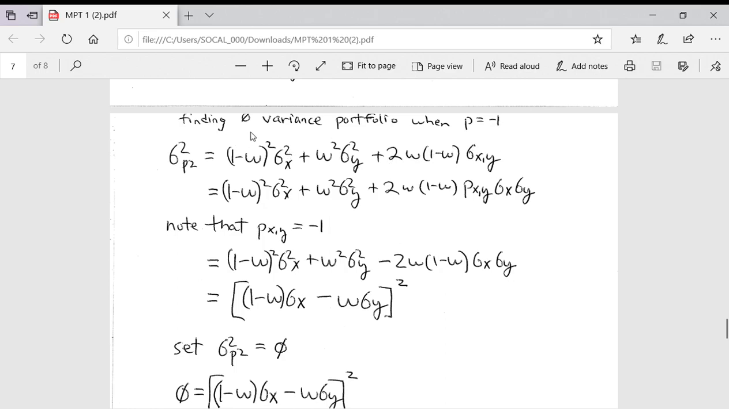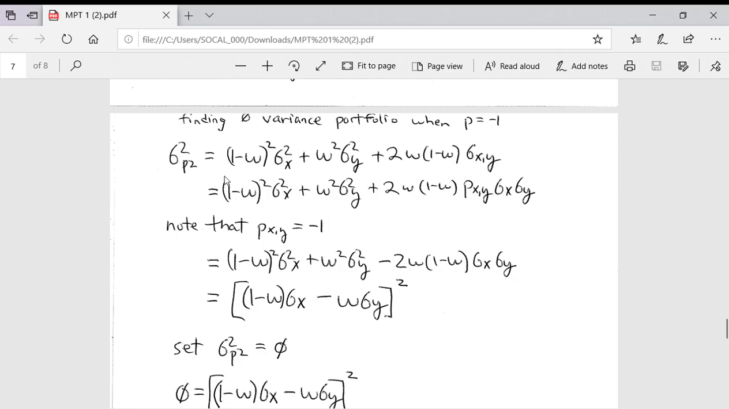Okay, finding the zero variance or zero standard deviation portfolio when the correlation coefficient between the returns of x and y, again in the two-stock case, equals -1. So here we have the variance of return for a portfolio of two securities is equal to (1 minus w) squared times the variance of x plus w squared times the variance of y plus 2 times w times (1 minus w) times the covariance of x and y.